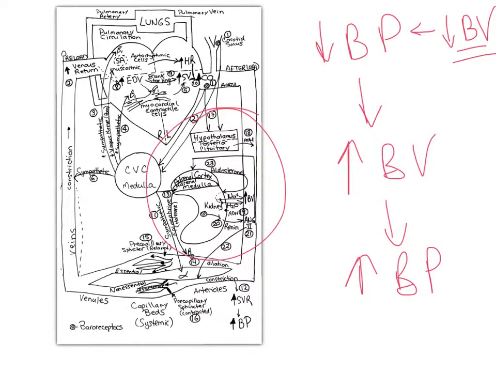Noting that this decrease in blood pressure could have in fact been caused by a decrease in blood volume such as hemorrhage. Taking a look at the concept map, we can see that if we have a decrease in blood pressure right here, what we have done is increased blood volume. If we increase blood volume, we will then increase blood pressure. So let's take a look at the actual mechanisms that are going on in this part of the concept map.